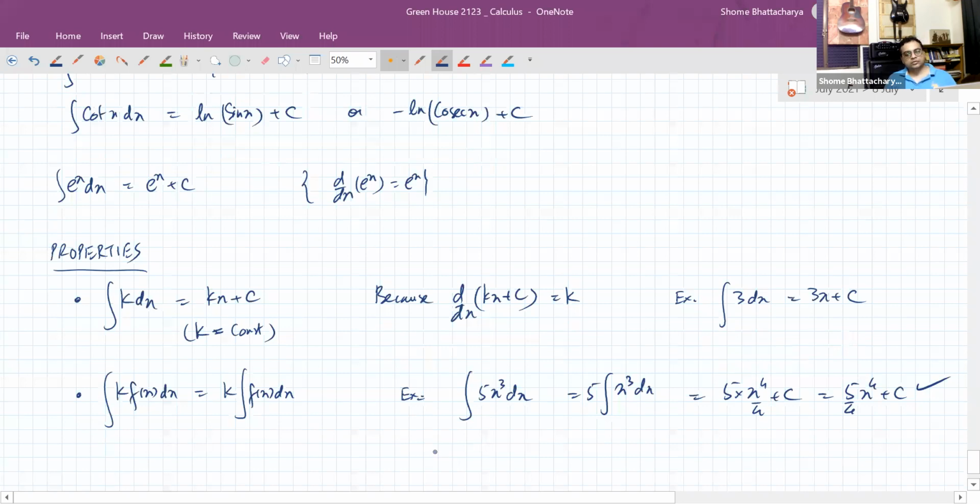Or you want to integrate, let's say, 2 sin x. So this will become minus 2 cos x plus c, because the integral of sin x is minus cos x.